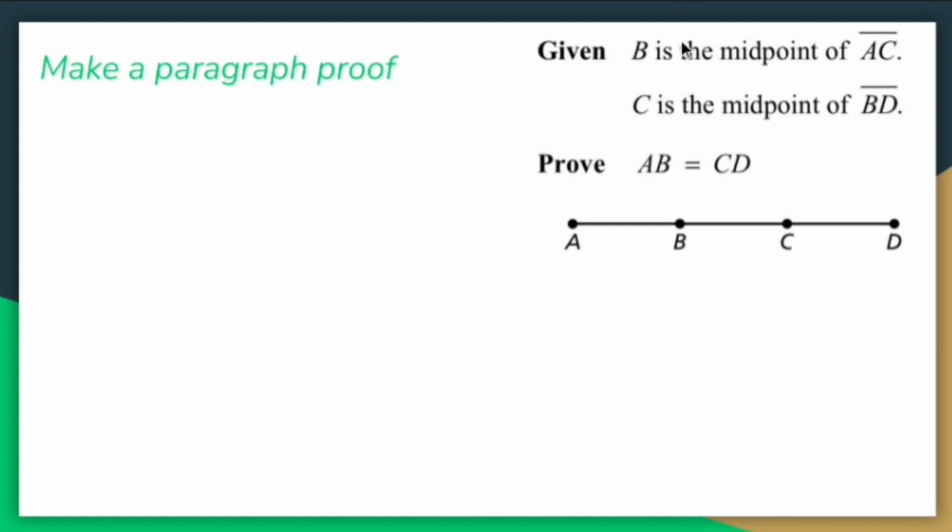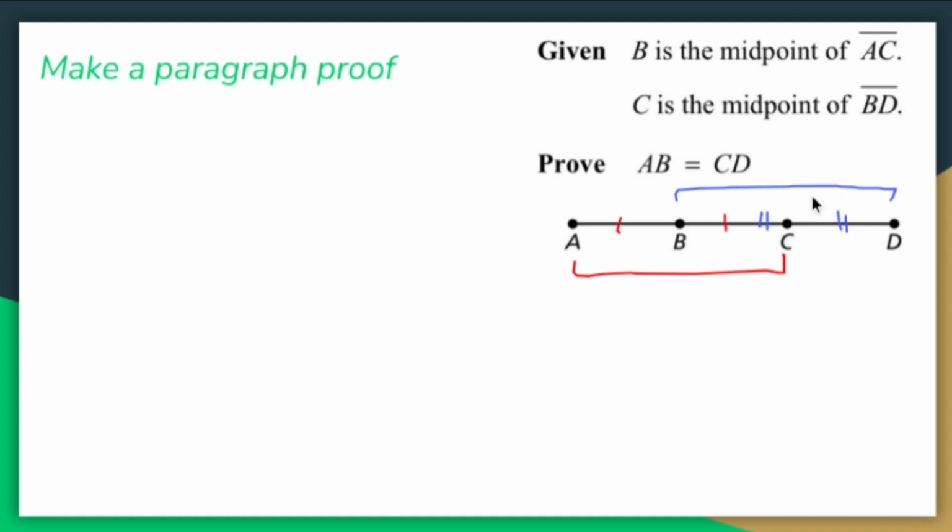Well, I have to state the given first, and the given is B is the midpoint of AC. So here's AC, B is the midpoint, which means that's going to happen. Okay, what else do we know? We know that C is the midpoint of BD, which means that is going to happen because by definition of midpoint. And so by using this, I need to show that AB is congruent to CD.